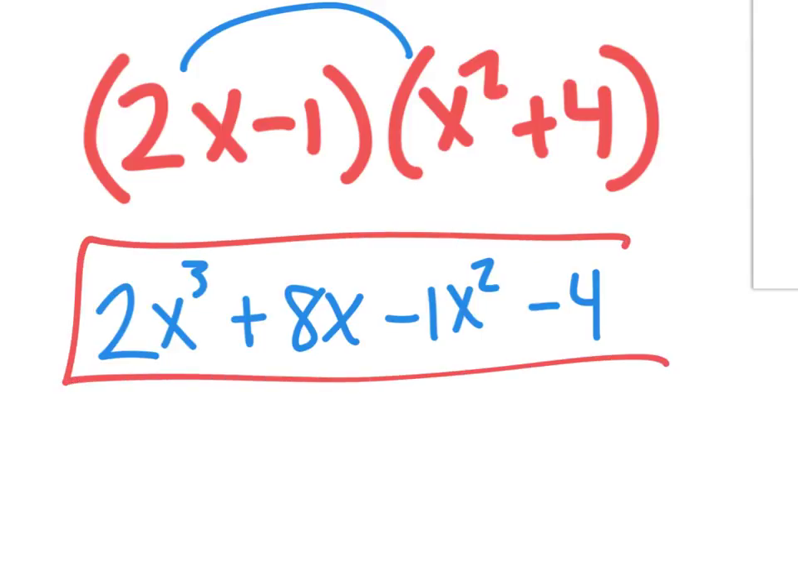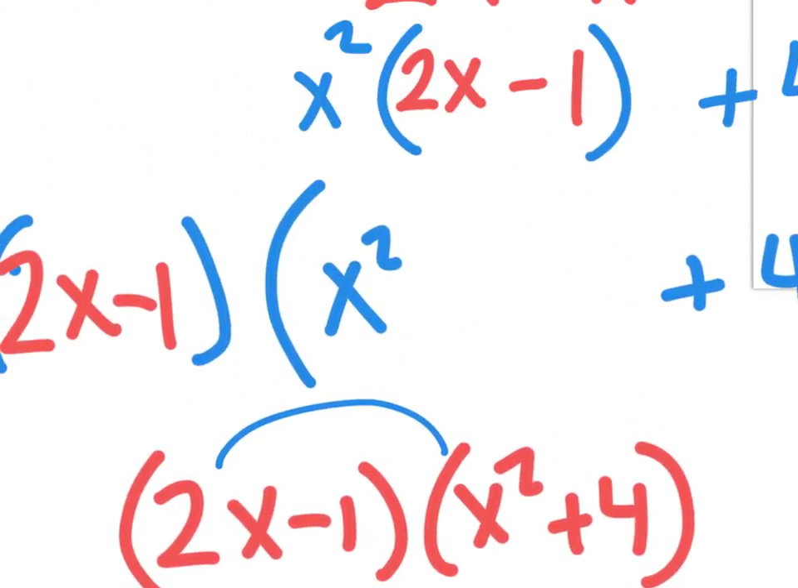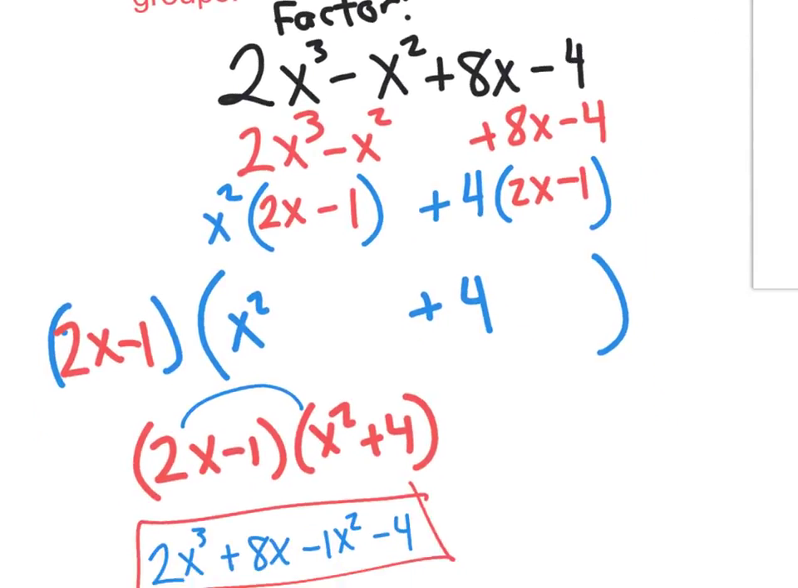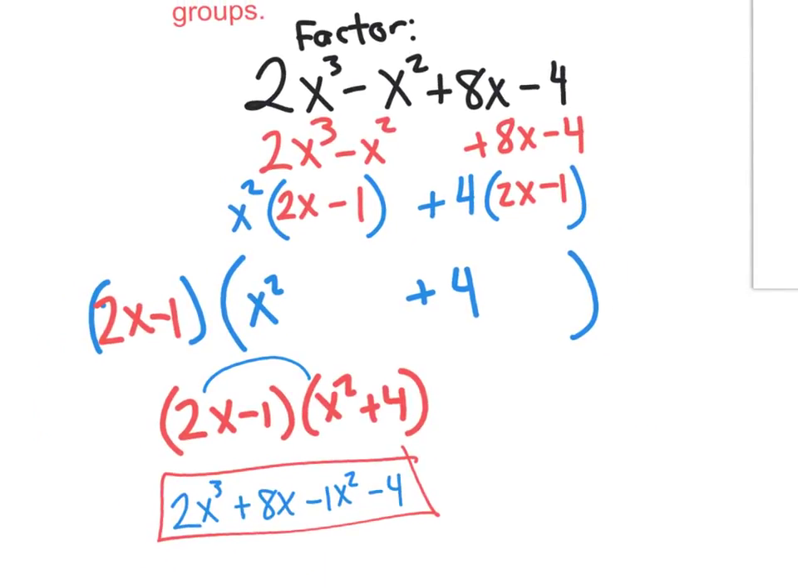If I were to distribute, which I did, we actually get back to where we started. So as you can see, it is what we started with. The 2x to the third is right there. The positive 8x is right there. The negative 1x squared is right there. The negative 4 is right there.